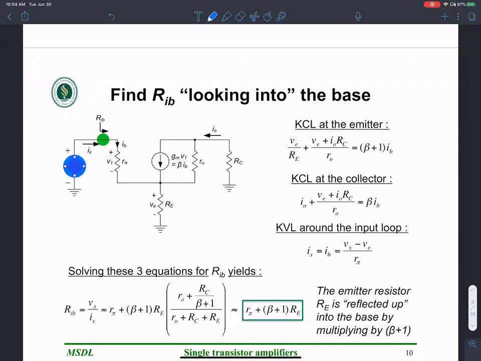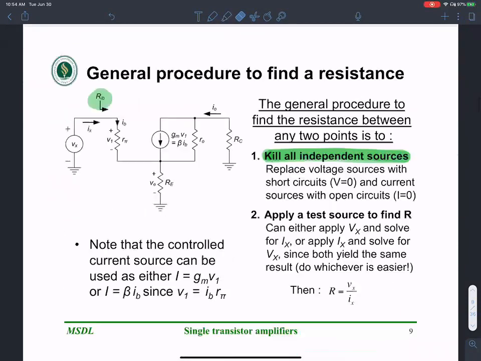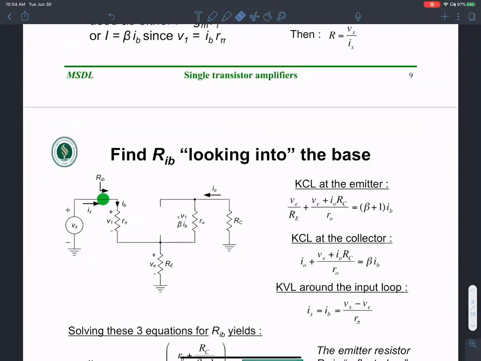First thing I want to do is to deactivate any independent voltage sources, but we don't do anything to the dependent sources. We leave them like this. This is a dependent source. We don't change it. Any independent voltage sources are short circuited. Any independent current sources are open circuited.